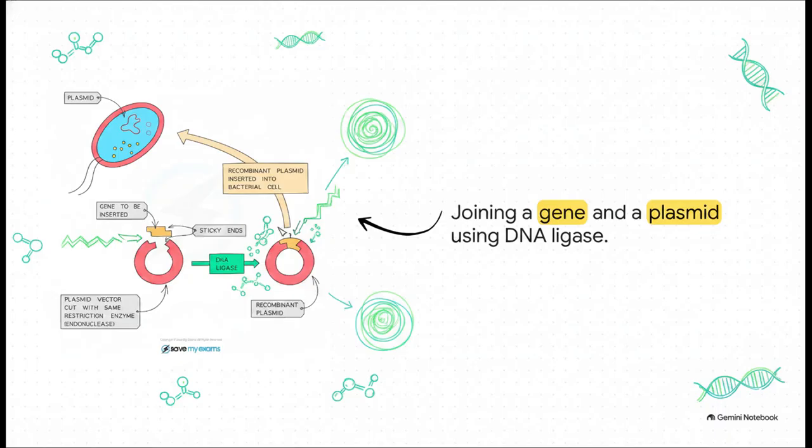So when our isolated gene and an open plasmid vector finally meet, it's a perfect match because both were cut with the exact same restriction enzyme. Remember those sticky ends? They fit together flawlessly. Then our DNA ligase steps in, acting as the glue, fusing them to form a single, unbroken recombinant plasmid. And just like that, the whole shebang is now fully prepared to be inserted right into a new bacterial cell.